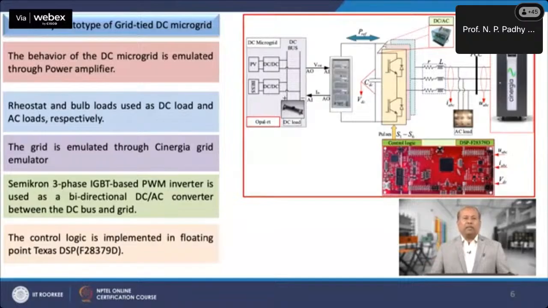The behavior of the AC grid is mimicked through Synergia programmable grid emulator, in which a Semikron 3-phase IGBT based PWM inverter is used as a bidirectional DC-AC converter between the DC bus and the grid. The control logic shown in the previous slide is implemented in the DSP controller. The floating point Texas C2000 DSP controller of TMS320F28379 Delfino type is used in this hardware test bed.